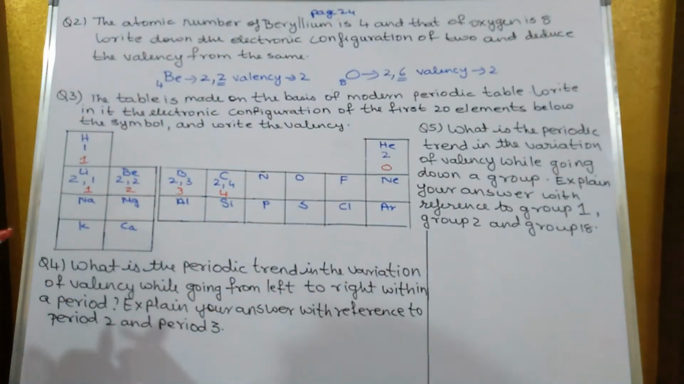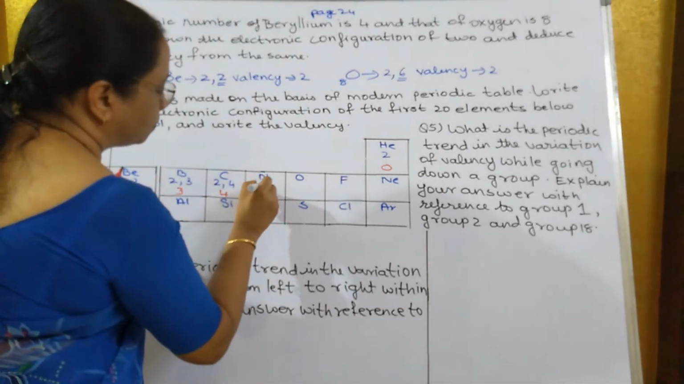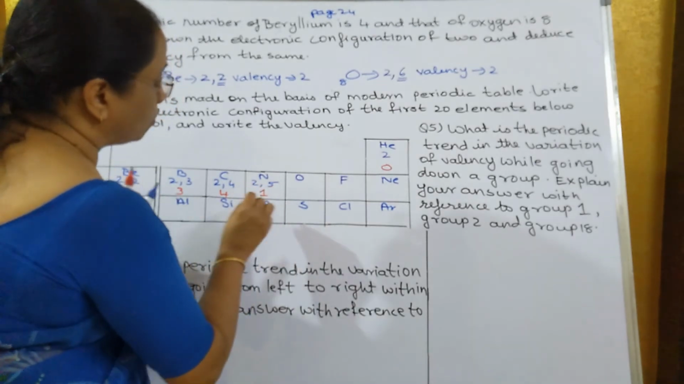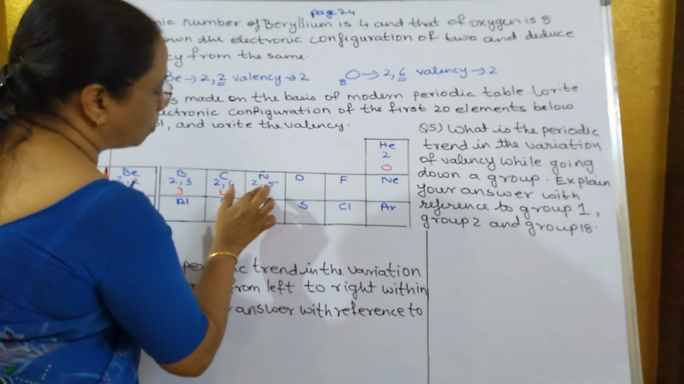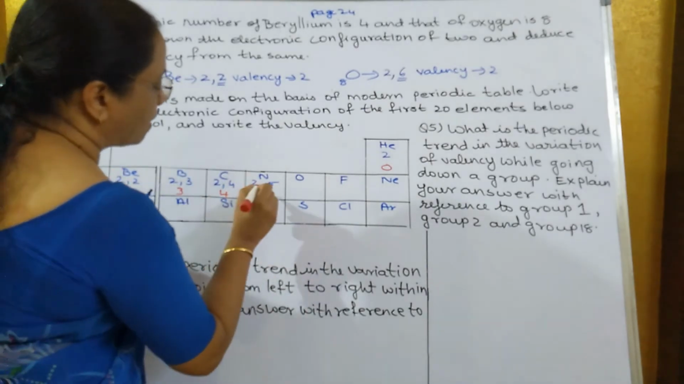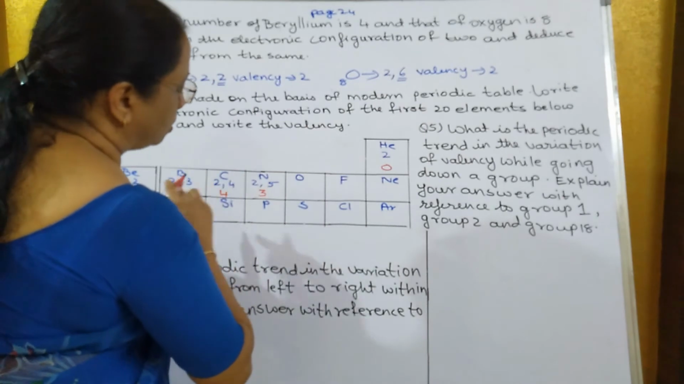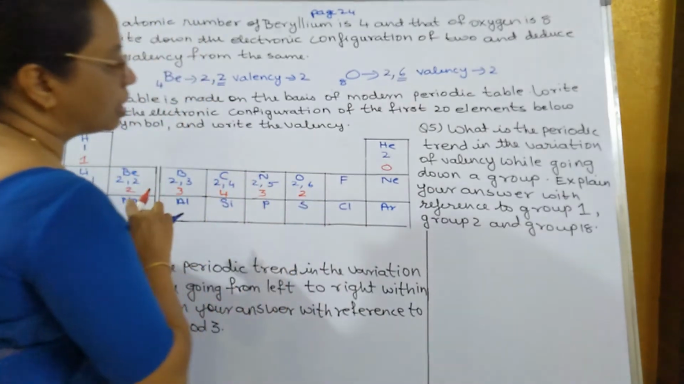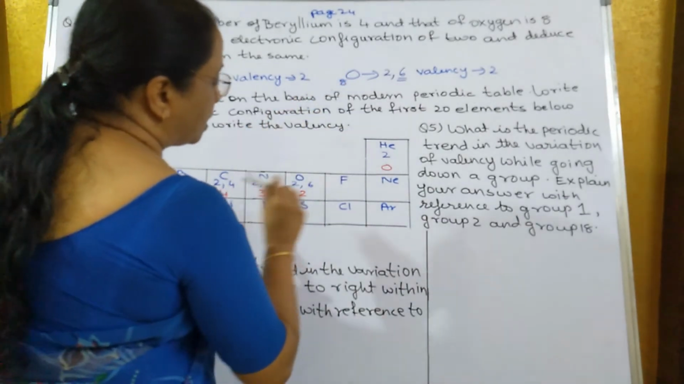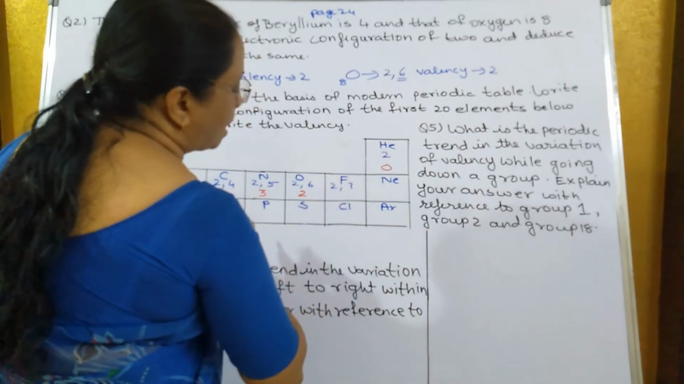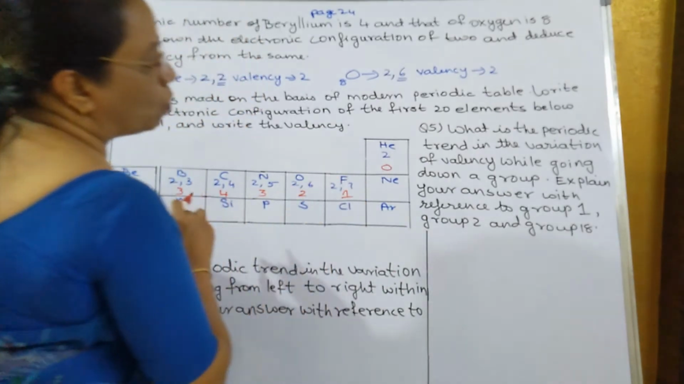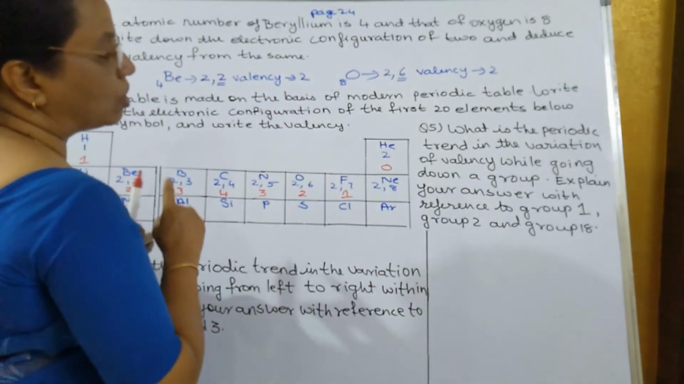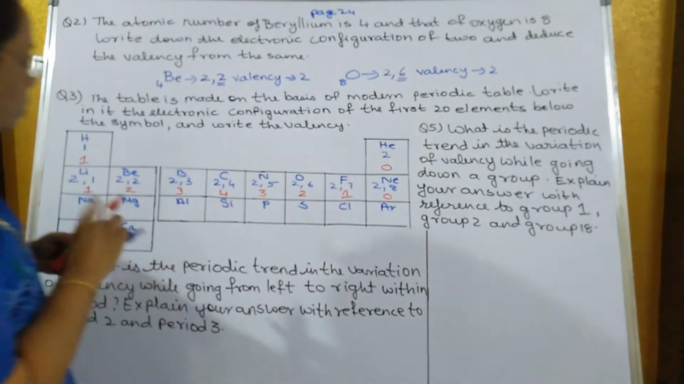Next one, 2, 5. So what will be the valency over here? Not 1, sorry, it will be 3. Why? Because it will take 3 electrons, so the valency will be 3. Here oxygen, it is 2, 6. So valency will be 2 over here, because it will take 2 electrons. We had discussed this. Next is 2, 7. So valency will be 1 over here, because it will take 1 electron. Next one is 2, 8. It already has 8 electrons. So here valency will be 0.